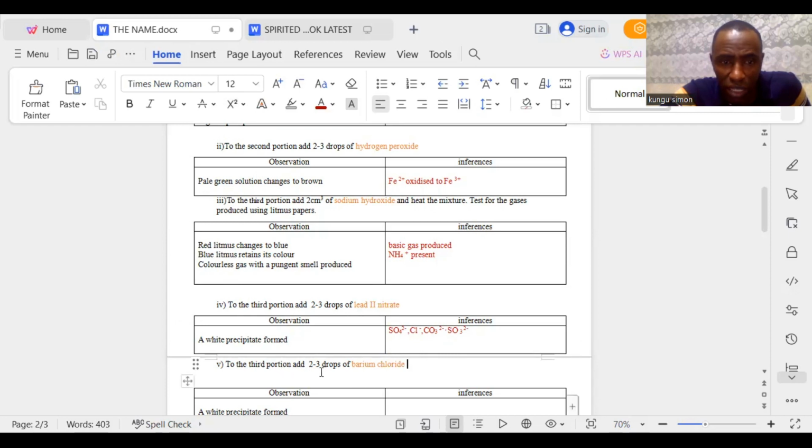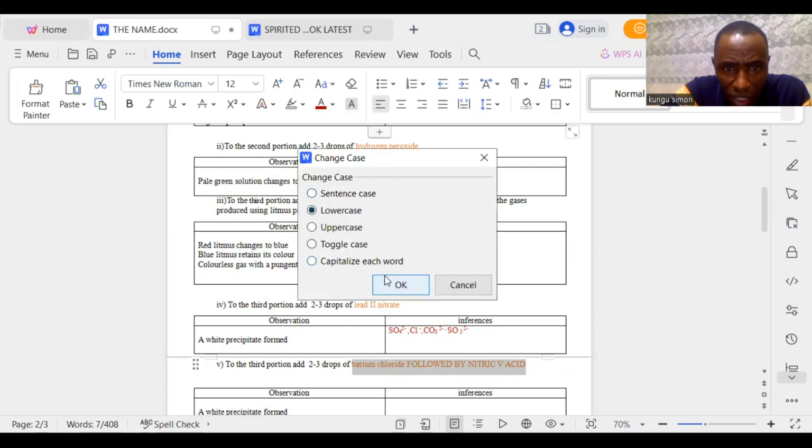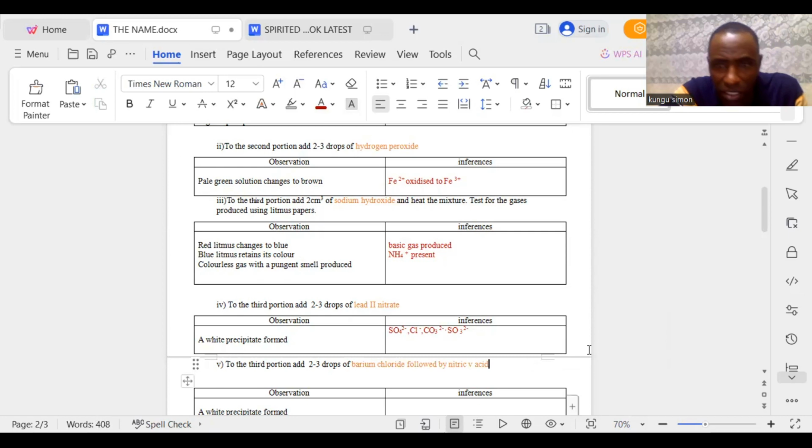Now, to the third portion, we add 2 to 3 drops of barium chloride, and maybe to be able to confirm exactly whatever is there, followed by an acid like nitric 5 acid. We can have it that way. Now, when we have this, maybe somebody can shout what we expect to have here, followed by nitric 5 acid.